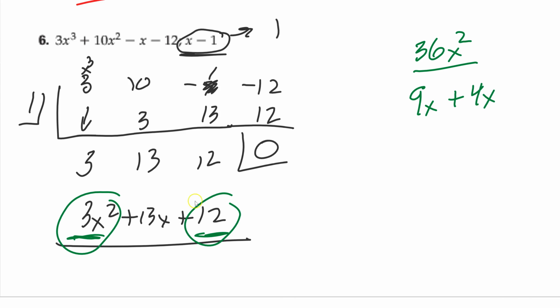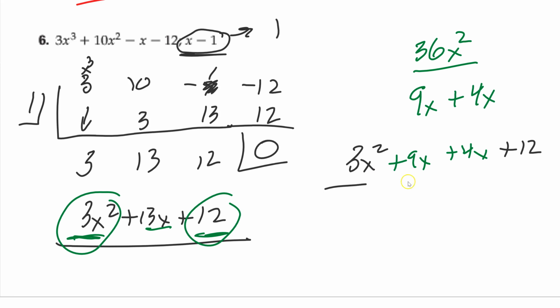So again, we plug that in for the middle here. So it's going to be like this. It's going to be 3x squared, and then plus the middle stuff we're adding in, so plus 9x plus 4x, and then plus 12, which was already there.